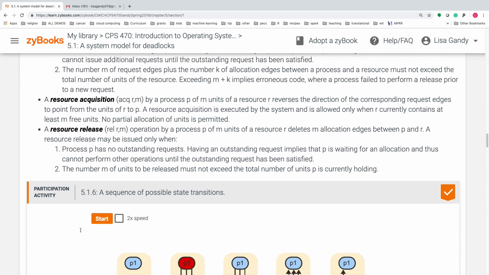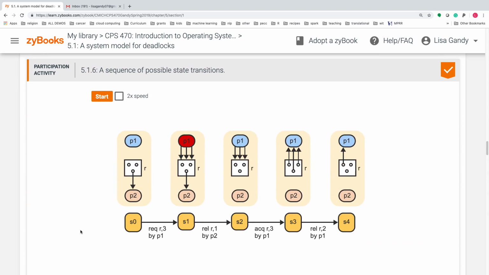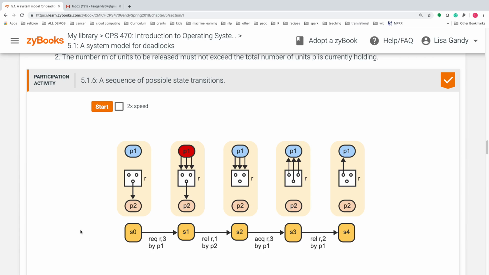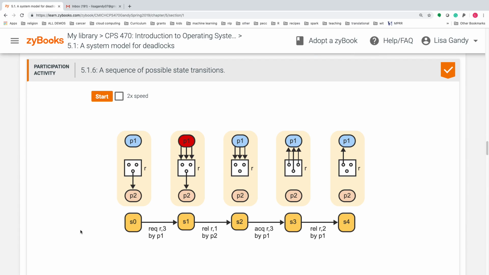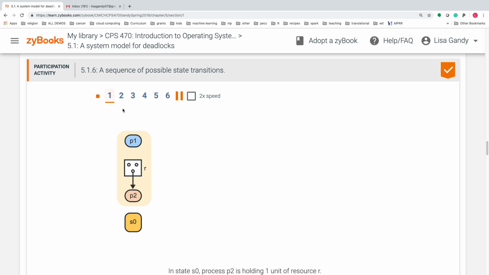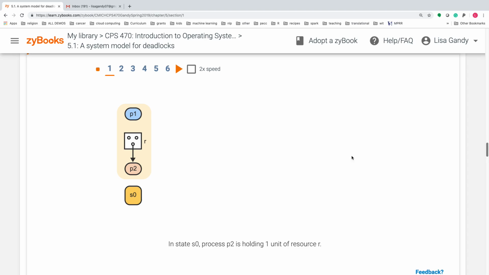So let's look at this. This is called a state transition graph. Basically each snapshot of the resource allocation graph is called a state. So this is a state. In this one, what's going on here? What's happening in this state? P2 has one of R's resources. Yes, here we have just the description down here.